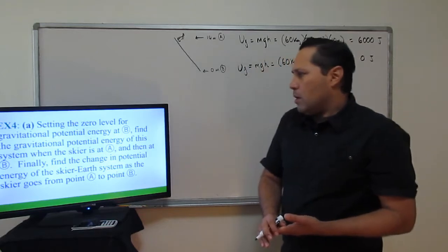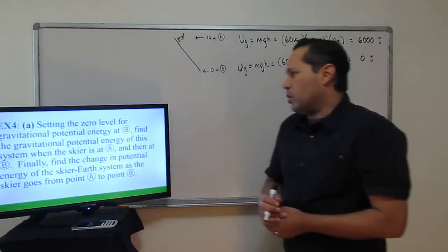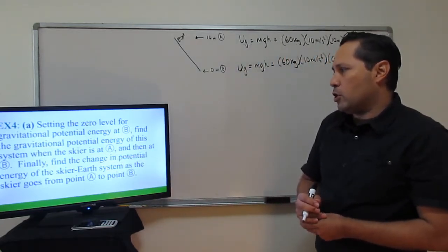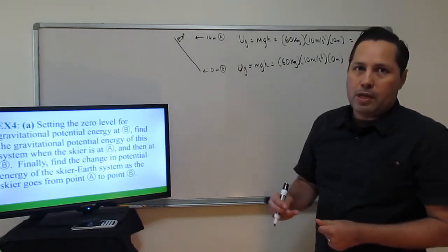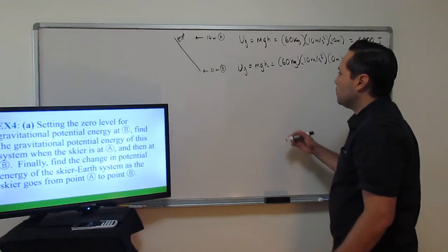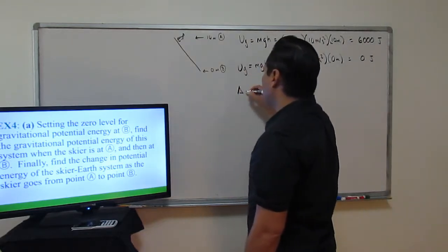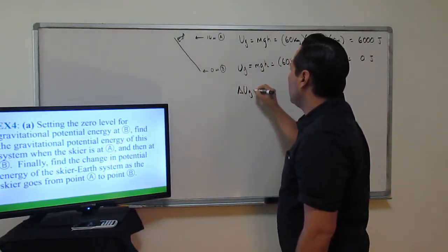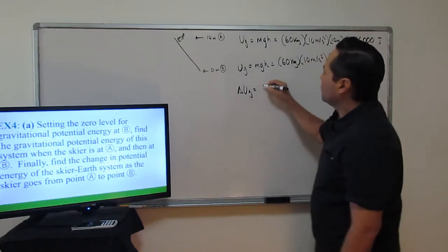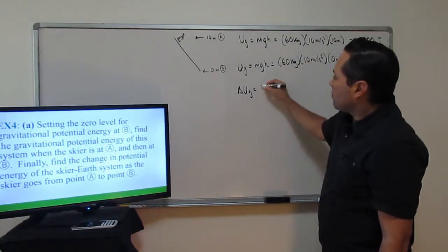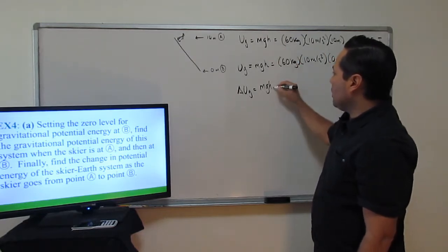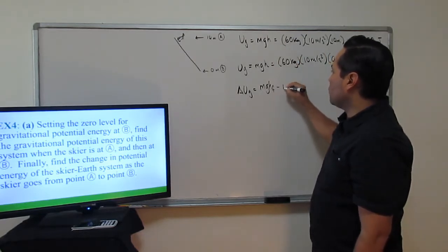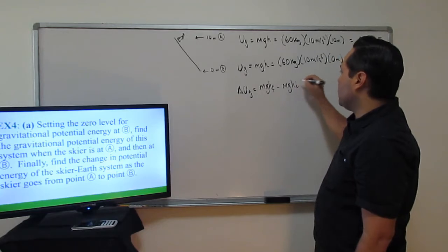Alright, so next they say, finally, find the change in potential energy of the sphere-Earth system as the sphere goes from point A to point B. So what is our change in potential energy? It's going to be mass times gravity times height final, minus mass times gravity times height initial.